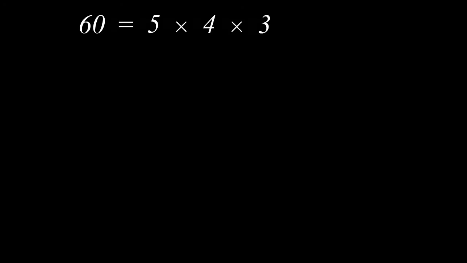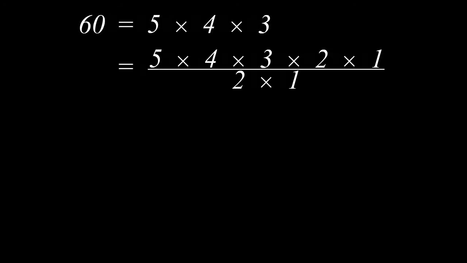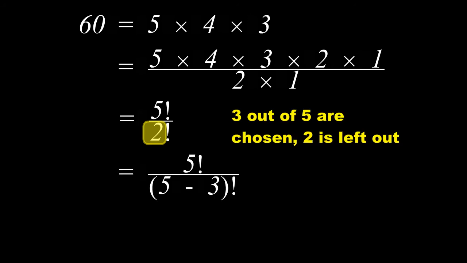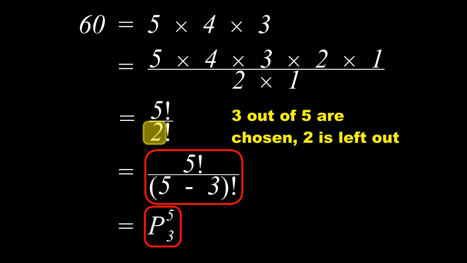Now we want to do something algebraic. We want to change the way the answer is presented by rewriting it into 5 times 4 times 3 times 2 times 1 divided by 2 times 1. The reason is obvious because we have a neat way to represent them, which is 5 factorial divided by 2 factorial. When we think about it, this number 2 has a physical meaning, which is the number of balls we leave out. So we will rewrite it again into 5 factorial divided by (5 minus 3) factorial, and this is what the permutation formula nPr will give.